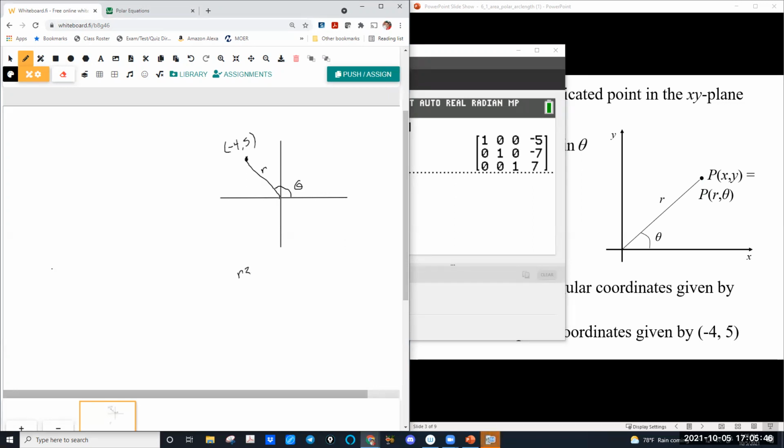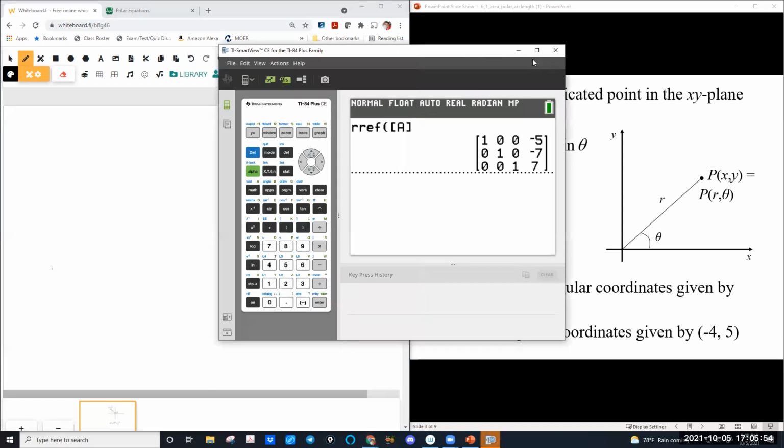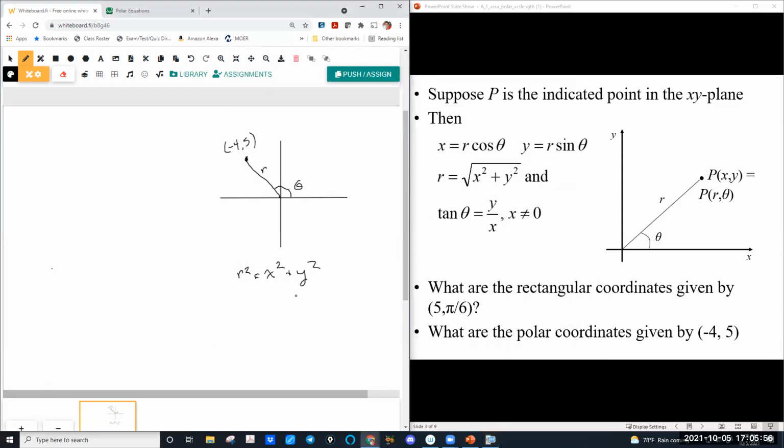And we saw from the Pythagorean theorem, r squared equals x squared plus y squared. And we're using that point there. So r squared equals negative 4 squared plus 5 squared. So we have 16 plus 25, or we're getting that r squared equals 41. So r equals square root of 41. Not too difficult there.